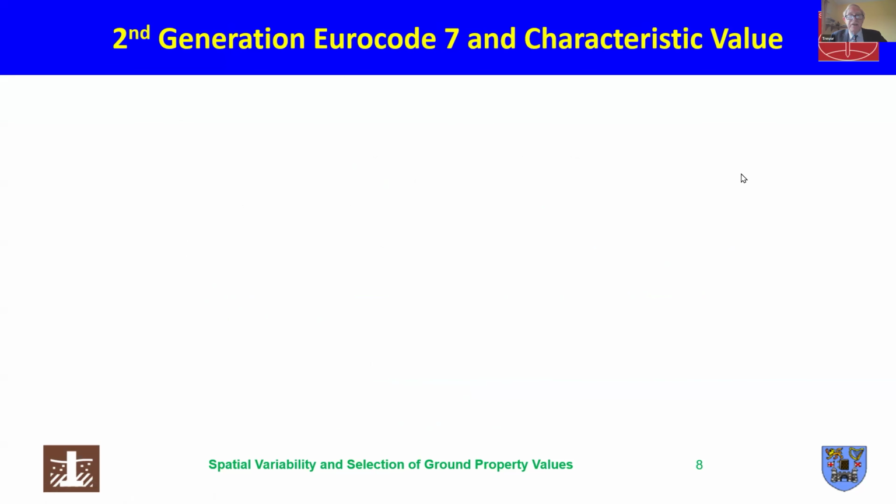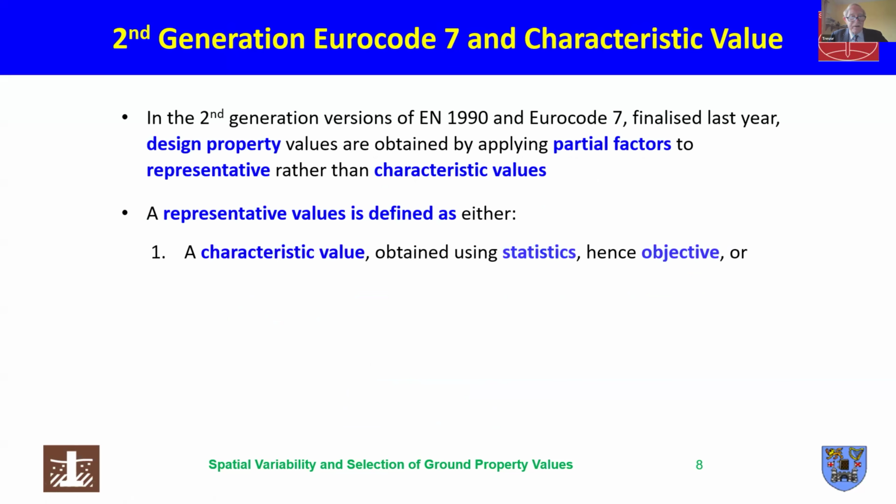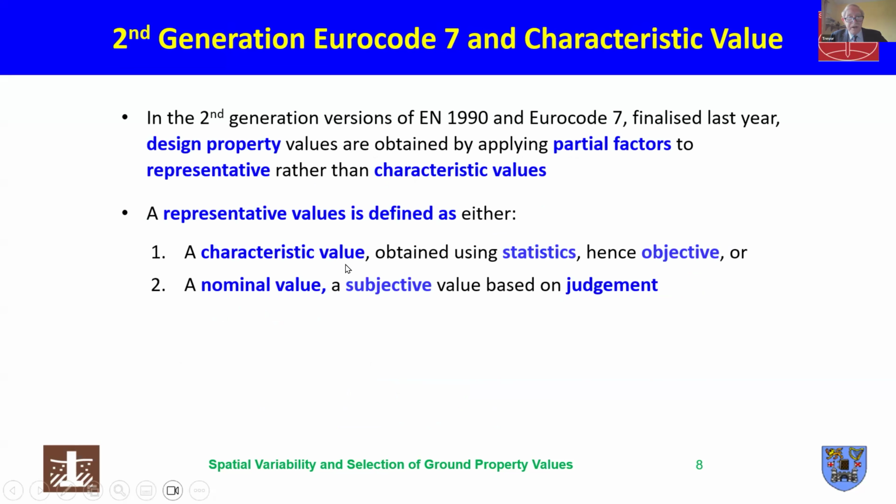Now, the second generation of Eurocode 7. In the second generation version of Eurocode 7, which was finalized last year, design properties are obtained by applying partial factors to representative rather than characteristic values. And a representative value is defined as either a characteristic value, and that's one obtained using statistics, so hence it's objective, or else a nominal value, which is a subjective value and based on judgment. And the characteristic value is listed first. So they give you first the characteristic, then the nominal.